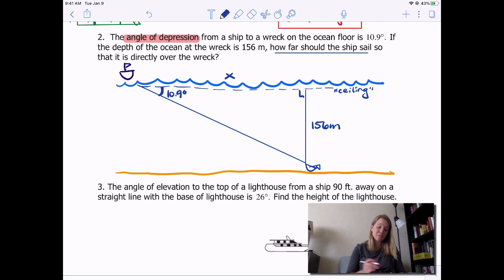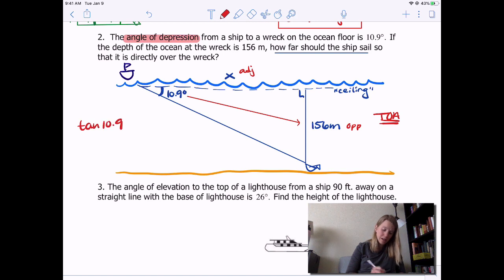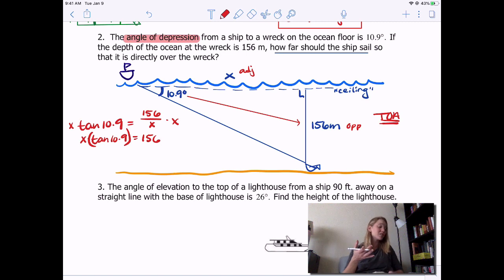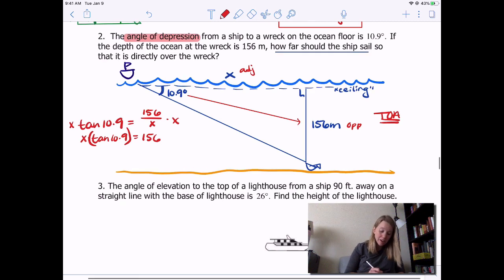Okay, so now we have a nice picture. Looking at what everything's going on here, this is my reference angle. So I have the opposite side. I have the adjacent side. So it looks like I have TOA. Right, I've got tangent, opposite, adjacent. So tangent of my angle is equal to the opposite side, 156 over x. Remember, this is the harder type of problem to solve, but I can still multiply by x, multiply by x. I have x times the tangent of 10.9 is equal to 156. Remember that tangent of 10.9 is just a number. I could plug that into my calculator. So I divide both sides by tan 10.9.